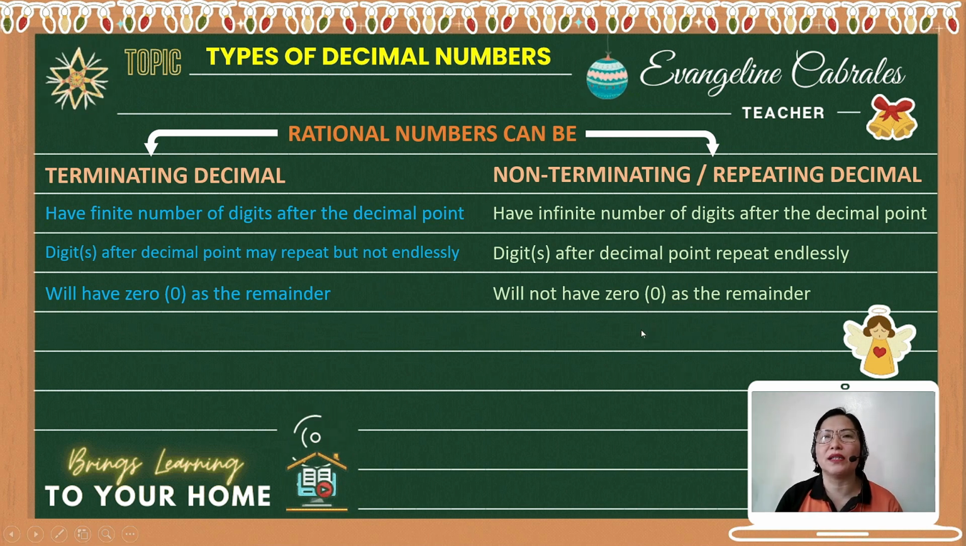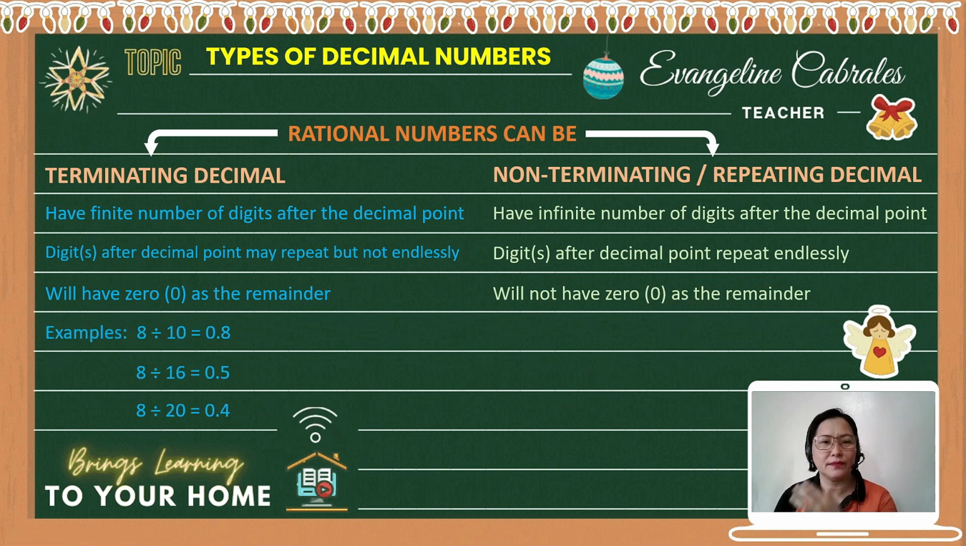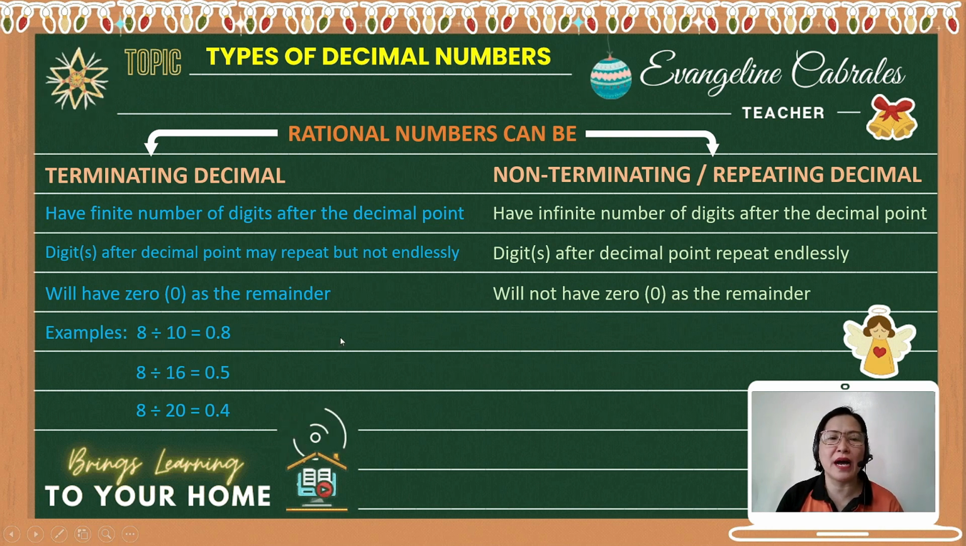Hindi siya 0. At dahil siya ay 1 hanggang 9, magdadagdag at magdadagdag ka ng 0 para siya i-divide ng paulit-ulit at walang katapusan. Okay? So, ito example. When you divide 8 by 10, ang sagot ay 0.8. O, natapos na siya sa 8. Wala nang sumunod. Diba? When you divide 8 divided by 16, the answer is 0.5. Natapos na rin siya sa 5. Wala nang kasunod. When you divide 8 by 20, the answer is 0.4.